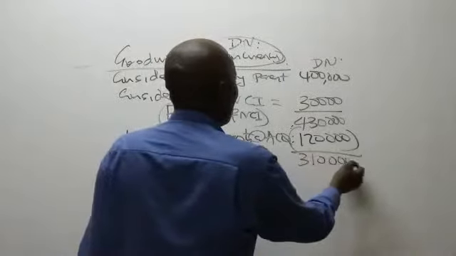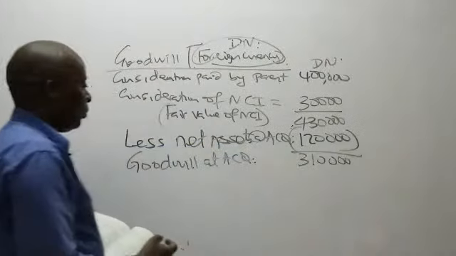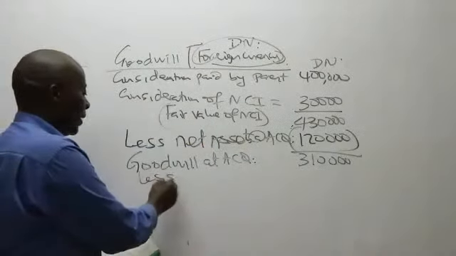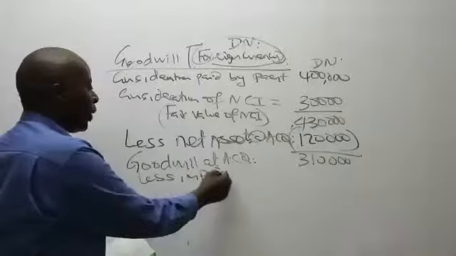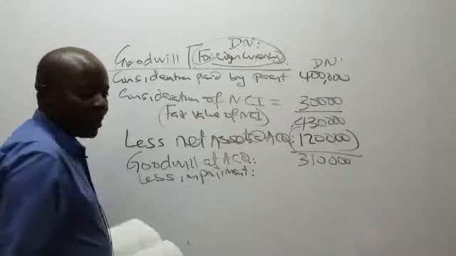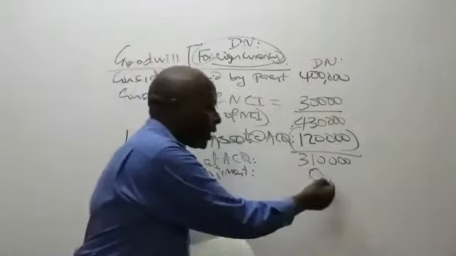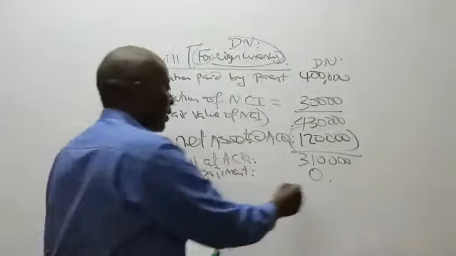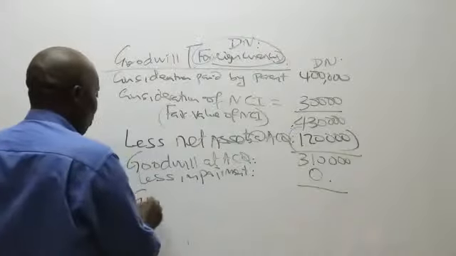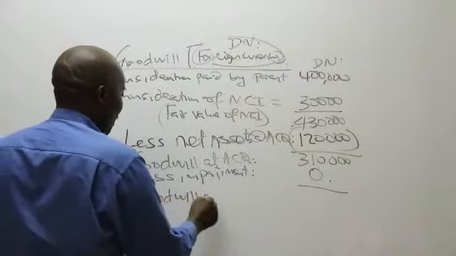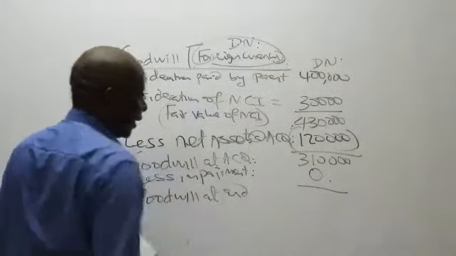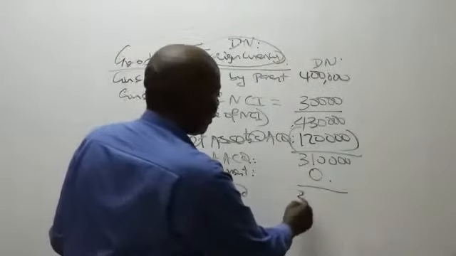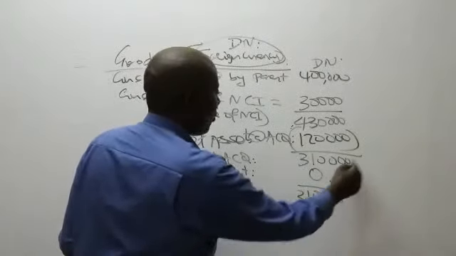So after getting this 310,000, we'll come under less impairment, isn't it? Impairment, they have told us there is no impairment which occurred. So meaning that goodwill at the end, itakuwa ngapi? 310,000. Remember, these are in form of what here?